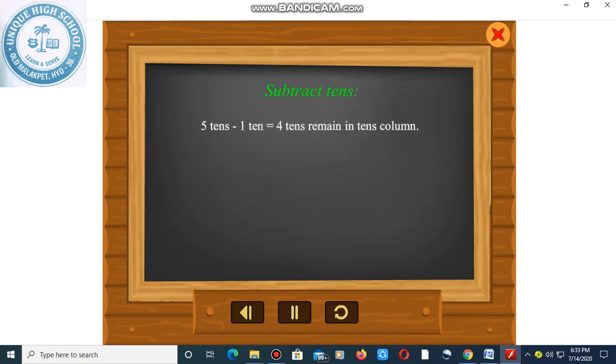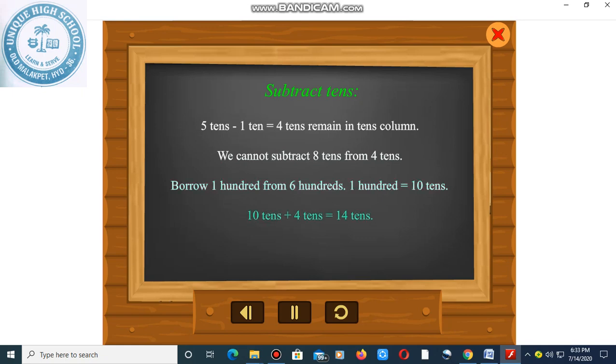Subtract tens. 5 tens minus 1 ten is equal to 4 tens remain in tens column. We cannot subtract 8 tens from 4 tens. Borrow 100 from 6 hundreds. 100 is equal to 10 tens. 10 tens plus 4 tens is equal to 14 tens. Subtract tens. 14 tens minus 8 tens is equal to 6 tens. Write 6 under tens. Subtract hundreds. 6 hundreds minus 100 is equal to 5 hundreds remain in hundreds column.